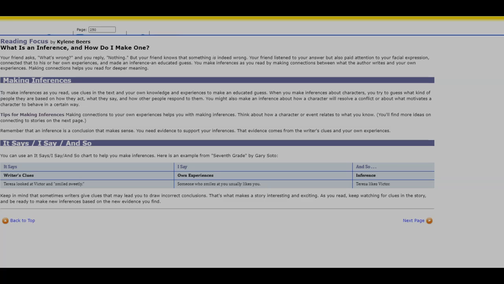Hi, Miss Eglin here. Today I'm going to be reading the reading focus on what is an inference and how do I make one. This is on pages 250 and 251 of the textbook.